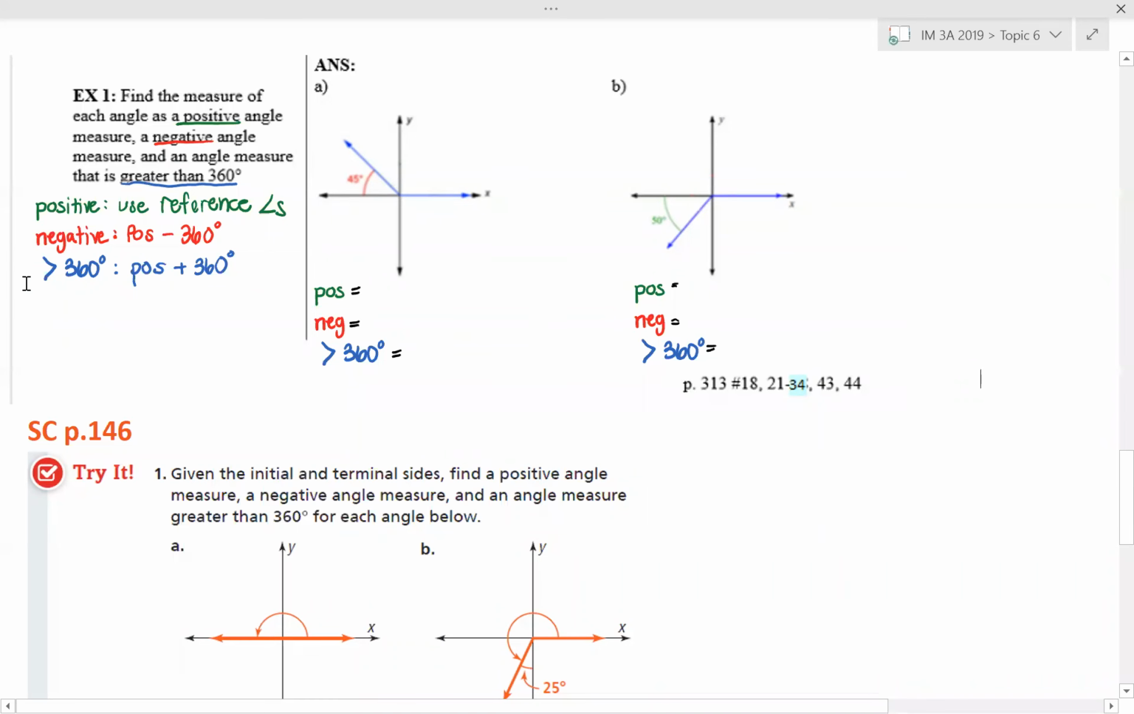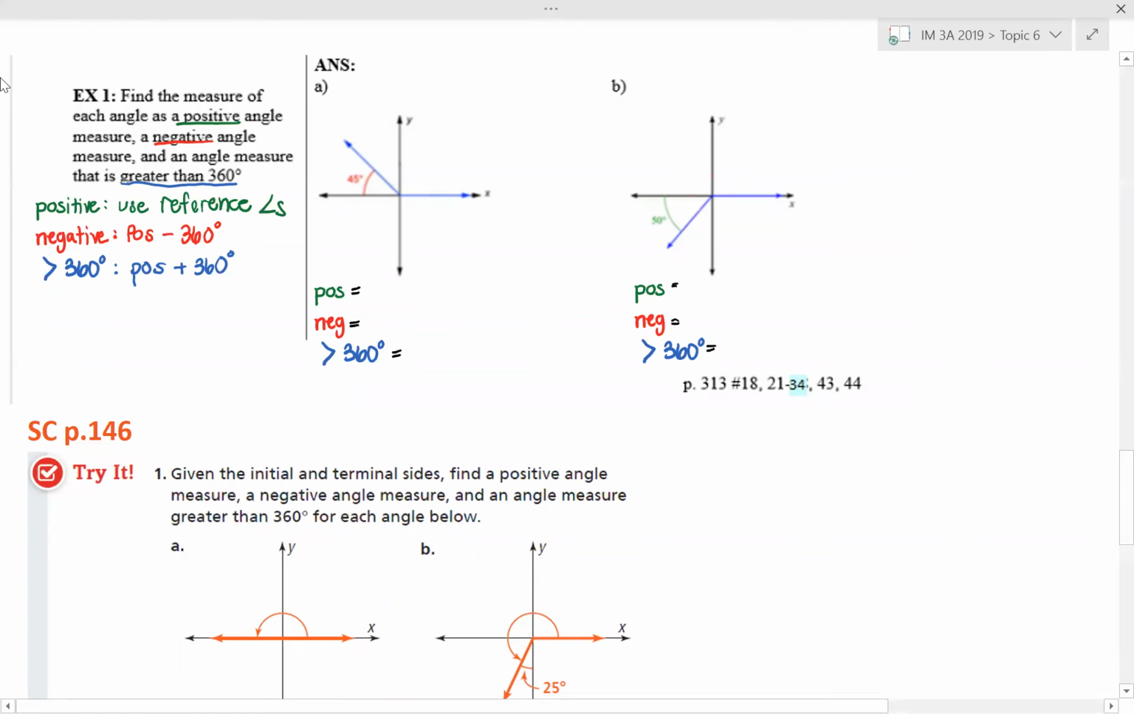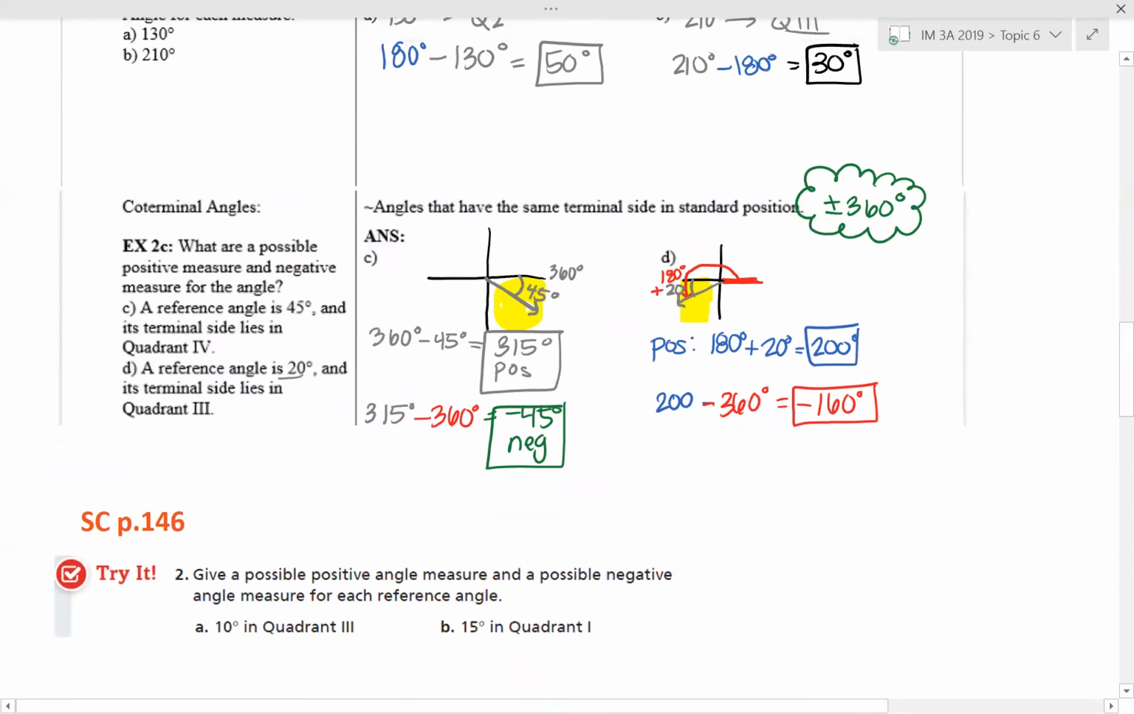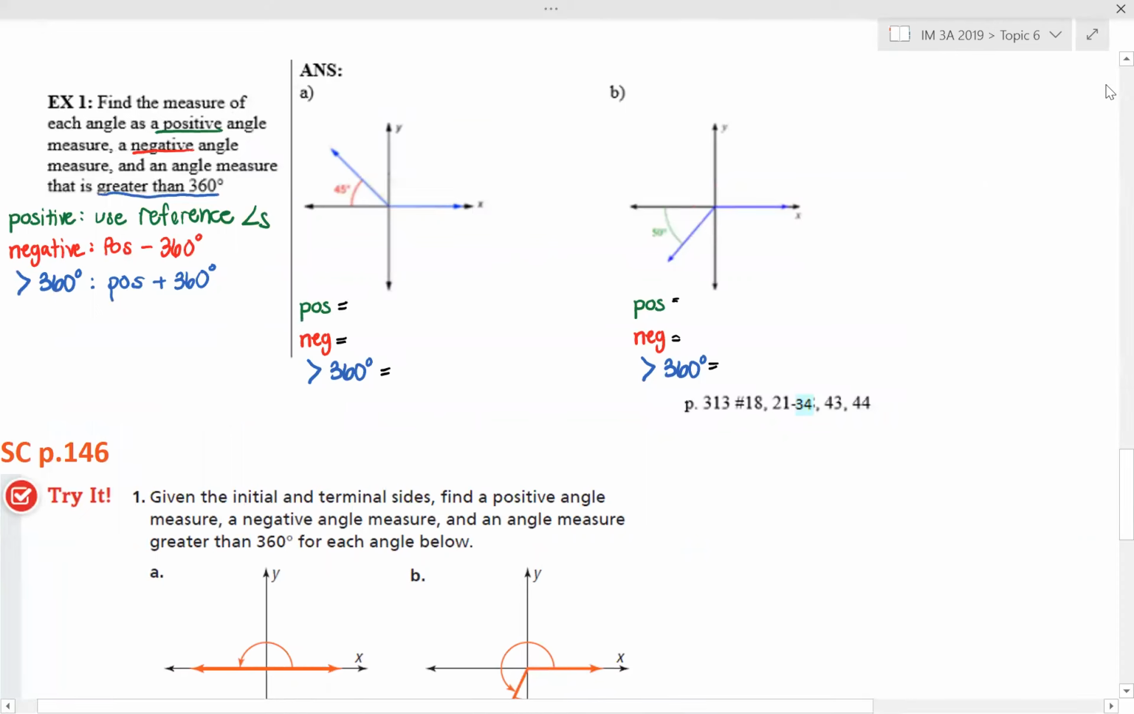Okay, so we're going to talk about coterminal angles. And so coterminal angles, again, when we looked at it in terms of reference angles, they're angles that have the same terminal side in standard position. And so we identify coterminal angles by adding or subtracting 360 degrees.